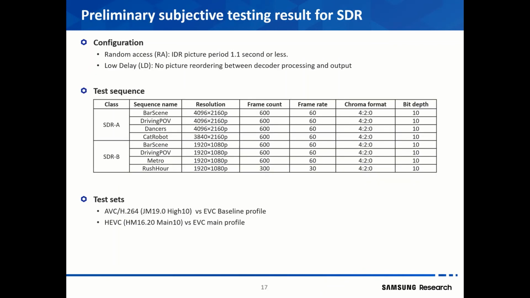In order to check the visual coding performance of EVC, a verification test has been prepared in MPEG. I would like to share a preliminary testing result. For this preliminary SDR testing result, 4K and 2K sequences were used. Similar to the objective test, AVC H.264 was used as anchor for EVC baseline profile, and HEVC was used as anchor for the main profile.